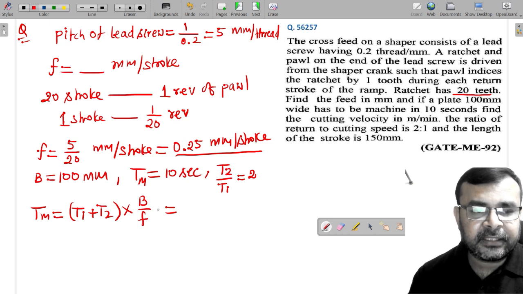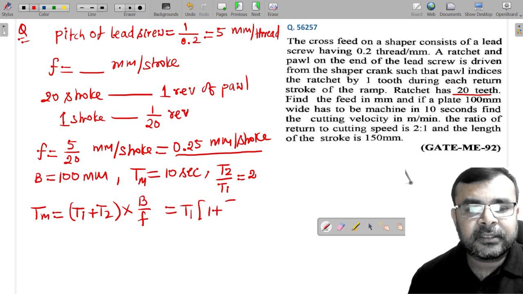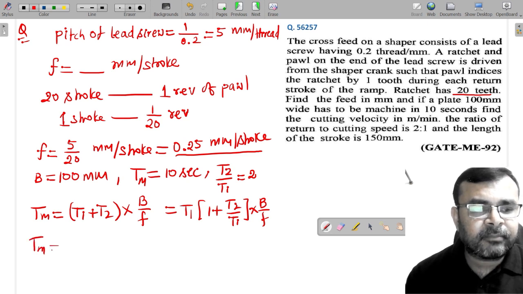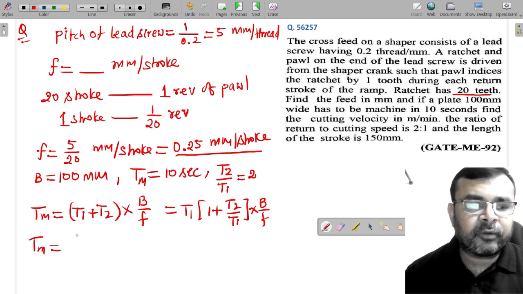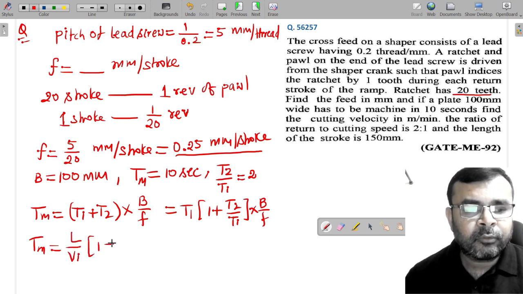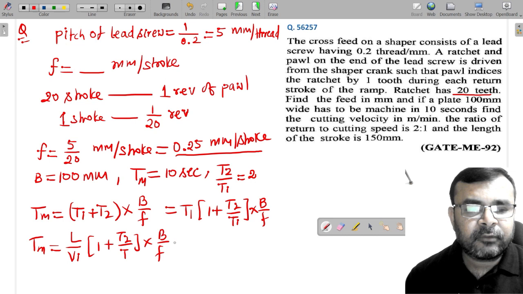इसी को हम क्या लिख सकते हैं, अगर मैं यहाँ से T1 को कॉमन ले लूँ तो क्या मैं ऐसे लिख सकता हूँ, T1 (1 प्लस T2/T1) इंटू B/F. और यहाँ पे T1 क्या होता है, टाइम रिक्वायर्ड फॉर फॉरवर्ड स्ट्रोक। तो सिंपली हम कह सकते हैं L/V1, वेयर V1 इज द कटिंग वेलोसिटी, (1 प्लस T2/T1) इंटू B/F. एंड वंस वी गेट दिस, अब यहाँ पे इसकी वैल्यू पुट कर दो.